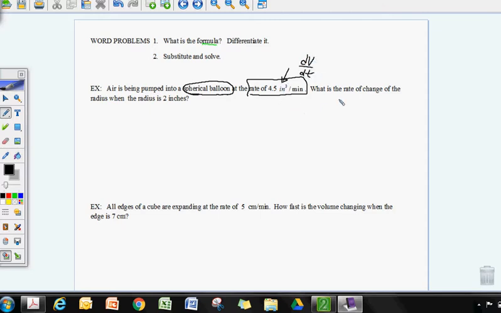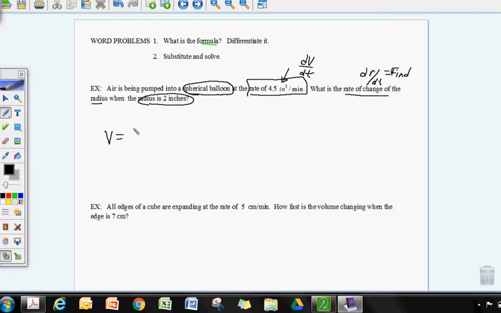Okay, so what is the rate of change of the radius? That means I'm looking for dr/dt. That is what I need to find. Oh, my pen doesn't want to work real well this morning. And the radius is 2. So I need to know what the volume formula is.